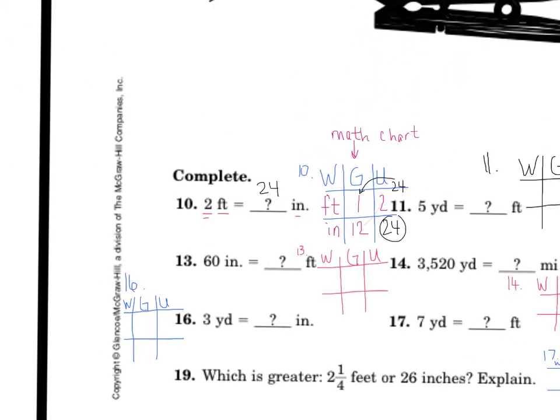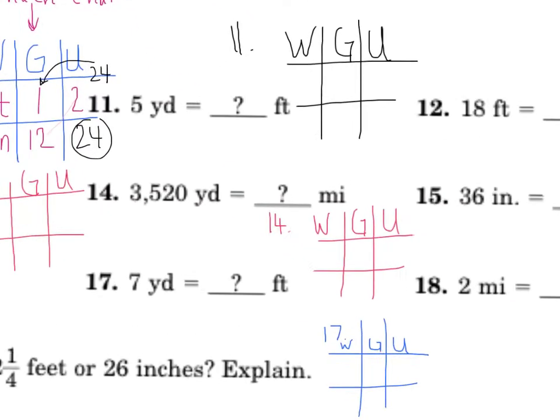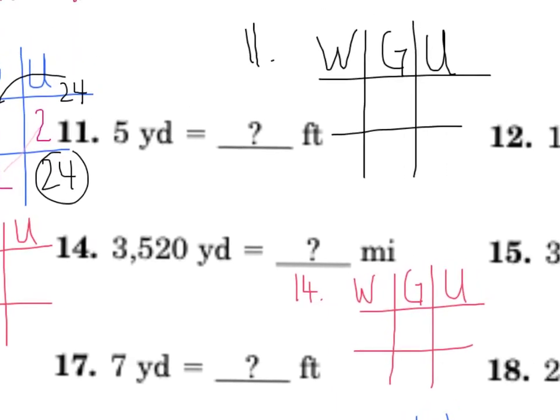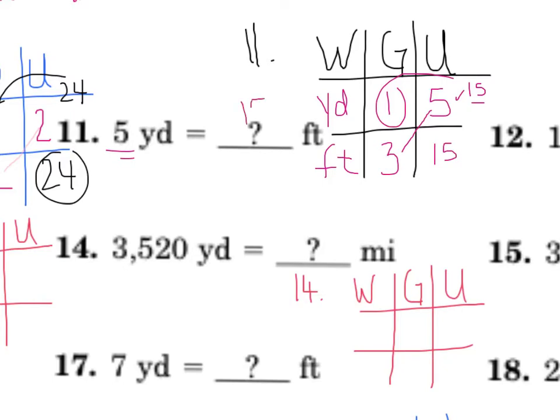Okay, let's look at number 11. Number 11 says 5 yards equals blank feet. So 5 yards, feet. That is our words, yards and feet. On the mathematics chart, which you'll be looking at, we'll put the measurements. There are 3 feet in 1 yard. So how many are in 5 yards? And now let's cross multiply and divide. 3 times 5 is 15, and 15 divided by 1 is 15. So 5 yards is 15 feet.